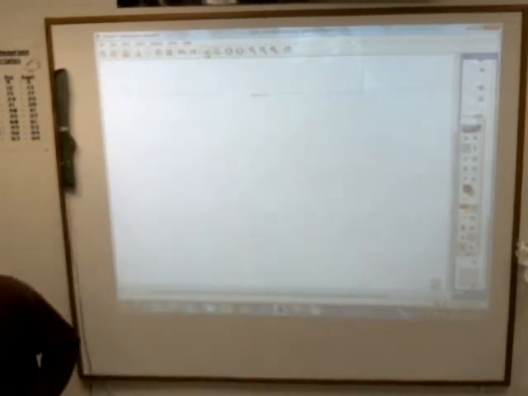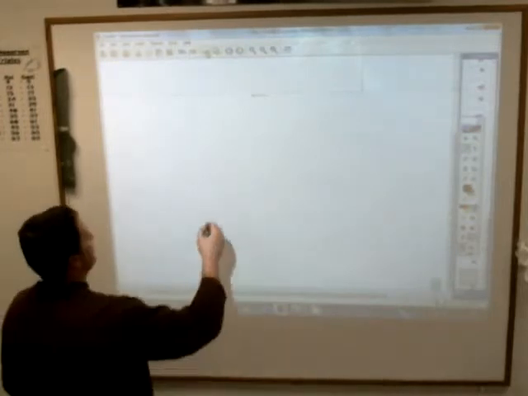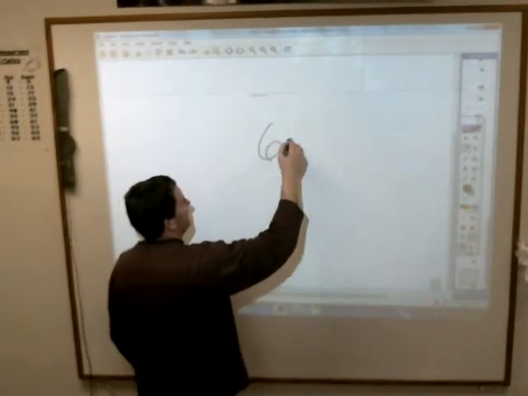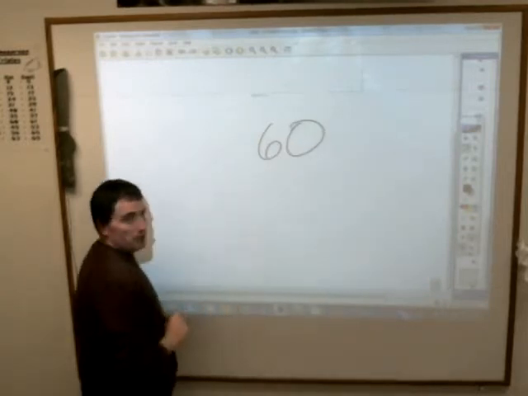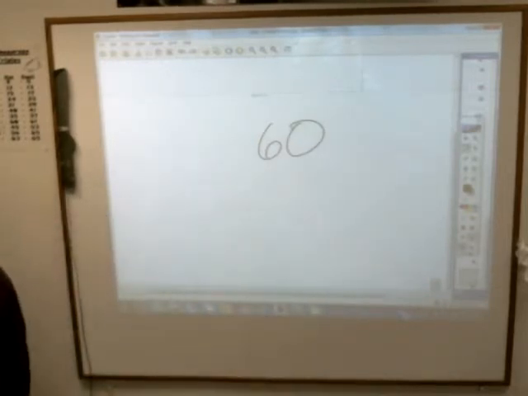Let me give you one to try here. How about this one? 60. You do 60 for me any way you like. Give me the prime factorization of 60. Any way that you like, tree or division by primes. Again, when you divide by primes, you have to divide by a prime.